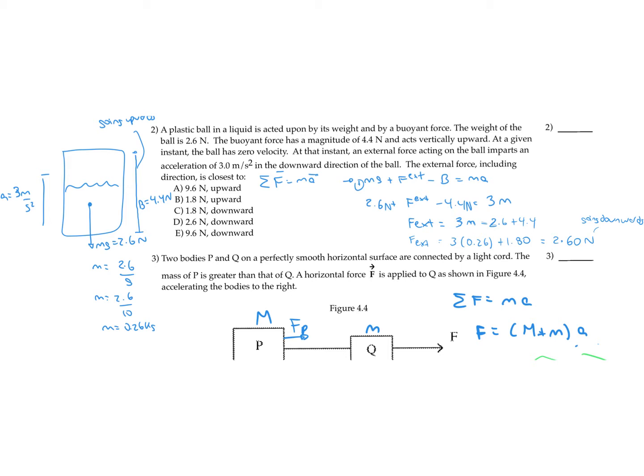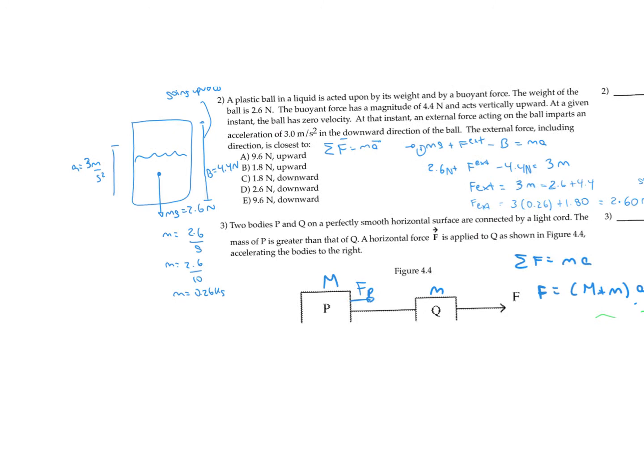It says at a certain point the ball has zero velocity, and at that exact moment the external force acting on the ball has an acceleration of 3 meters per second squared in the downward direction. So the question is, find the external force and its direction. So we just drew a representation of what was written over here.